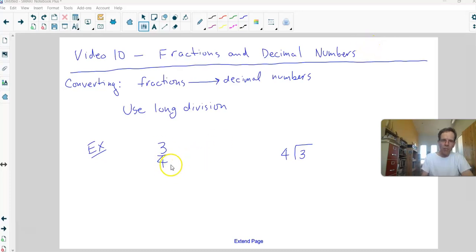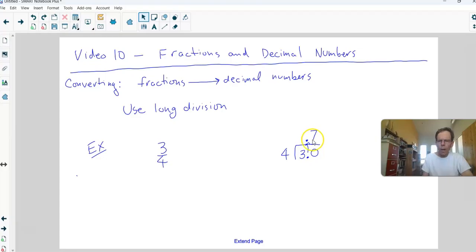Remember, a fraction is division. 3 over 4 means we're dividing 3 by 4. So here's the long division bracket. 4 goes into 3, but it doesn't go into 3. 4 is bigger than 3, so we have to add a decimal point and put another 0 there. And now we can ask, how many times does 4 go into 30? Well, it goes 7 times. And we need to put a decimal point right where the other decimal point was.